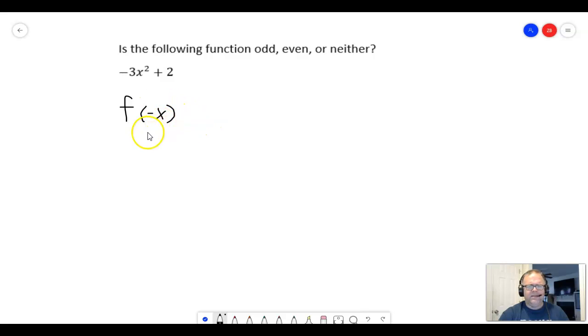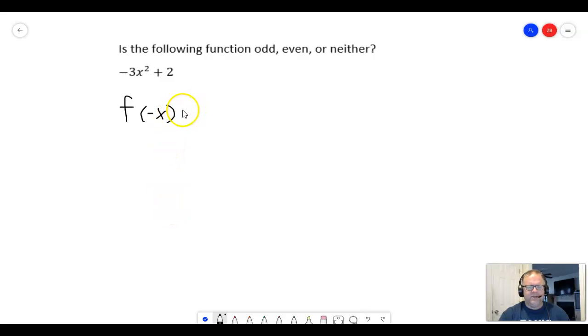Once we replace x with negative x, if we get the original function back, then that's an even function. If we get an odd version of the original function back, meaning it's negative f of x, then we have an odd function. And if neither one of those is equal, then we have neither. So I always start by checking to see if it's an even function.